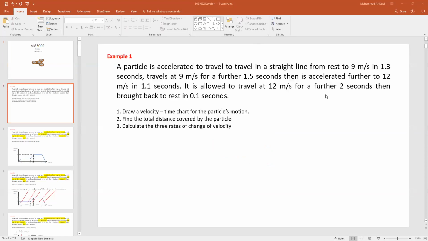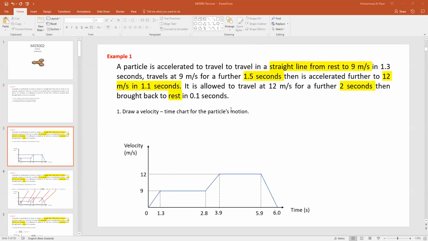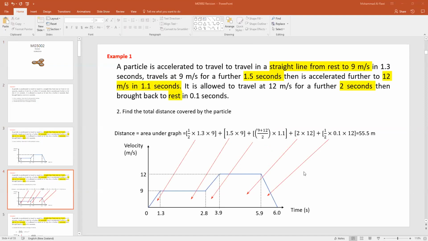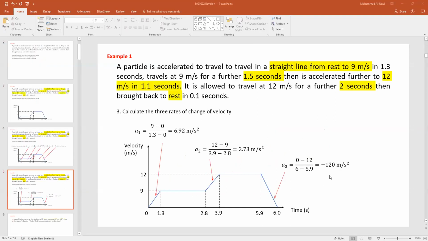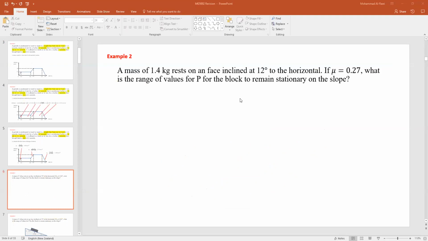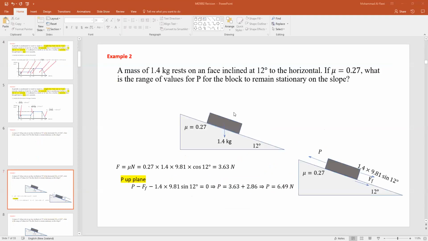If you remember, on Monday we did manage to solve this question. By the way, at the end of this session, I will publish these PowerPoint slides for you, which show all the working out for different questions. The answers for this question, which we managed to finish on Monday, are part of it. And then we managed to finish another question, example 2, about friction, and the solutions for that question.